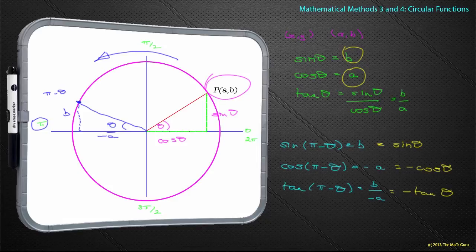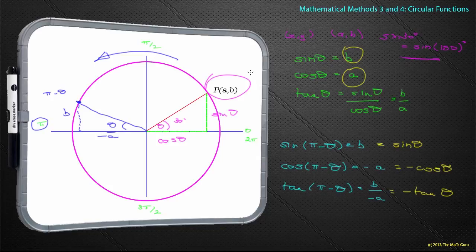We've now come up with some identities that tell us that sine of pi minus theta is exactly the same as the sine of the actual angle. If I know that this angle here is 30 degrees, then I know that the sine of 30 degrees is exactly the same as the sine of pi minus 30 degrees. Well, pi is 180, minus 30 is 150, so there we go.